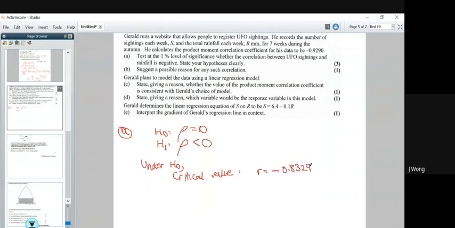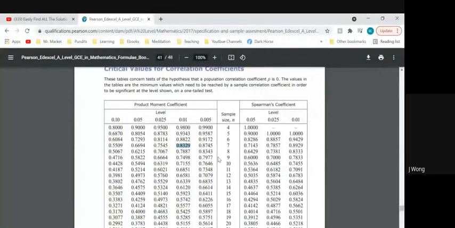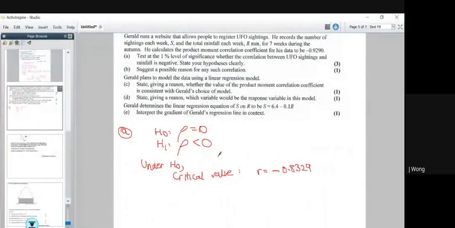And then since we're testing for negative correlation, rho should be less than 0. In order to finish the rest, we need to go to the formula booklet. Since there are 7 days, our sample size is 7. And our 1% significance level means the number that we are looking for here is 0.8329.